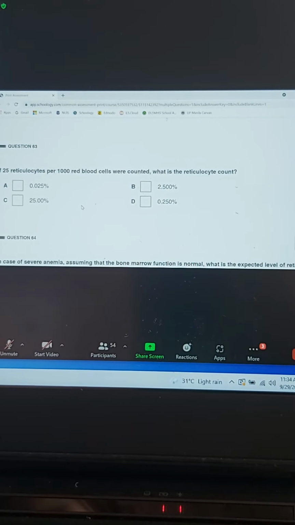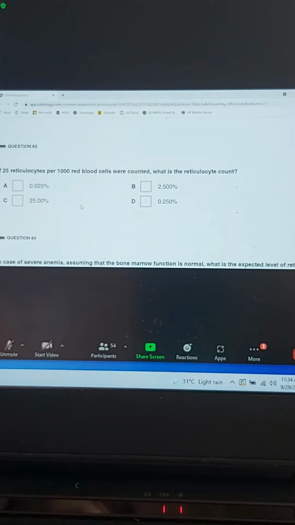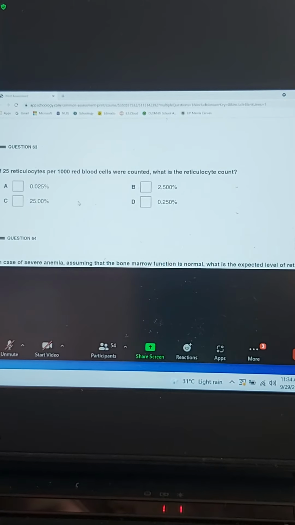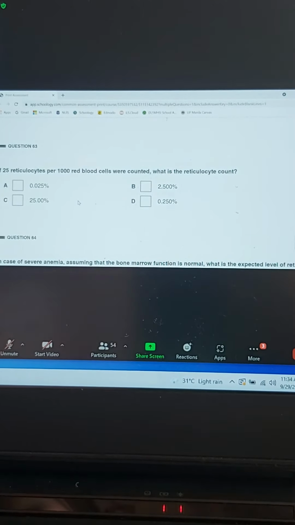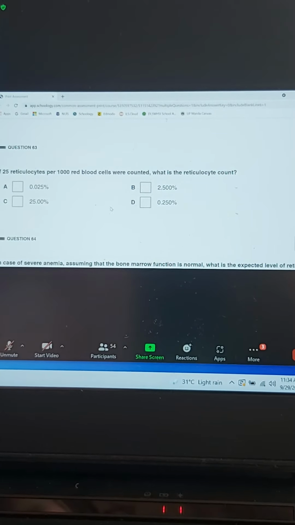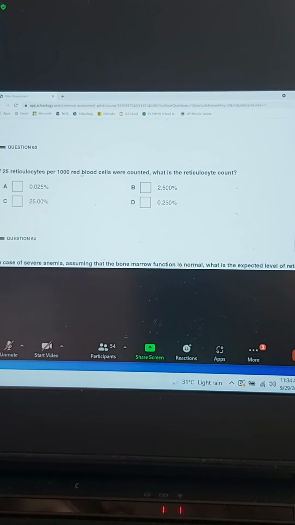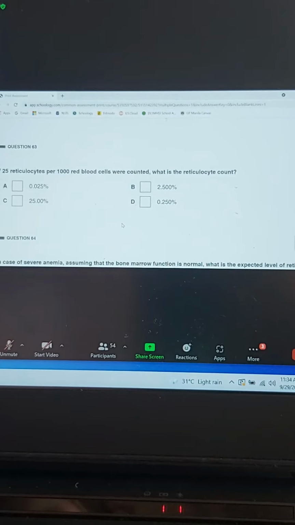63. If 25 reticulocytes per 1,000 red blood cells were counted, so what is the reticulocyte count? Letter B po. Okay, so that's 2.5%. So paano nakuha yung 2.5%? So you just divide 25 by 1,000 and then multiply it by 100.